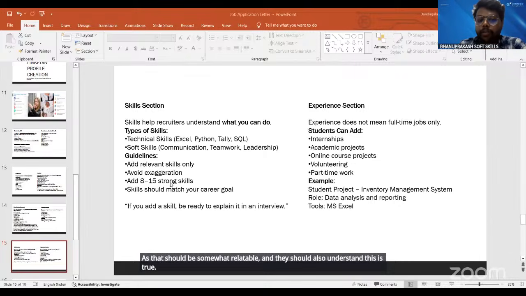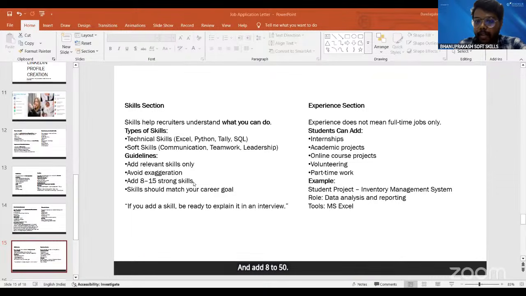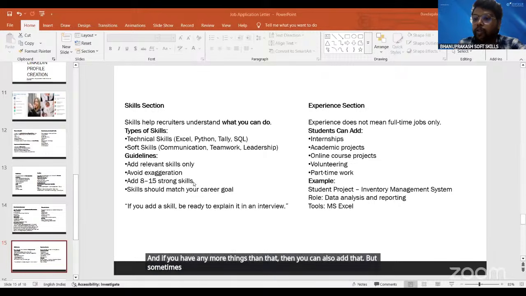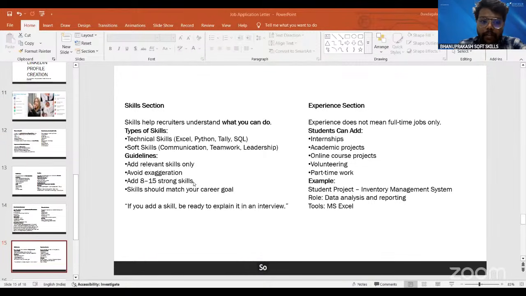And add 8 to 15. If you add 8 to 15, that looks decent. If you have more things than that, you can also add them, but sometimes, being a fresher, that looks exaggerated. So 8 to 15 is fine. Skills should match your career goal, as this is very important. And if you add any skill, be ready to explain it, no matter whether that is in your CV or LinkedIn.